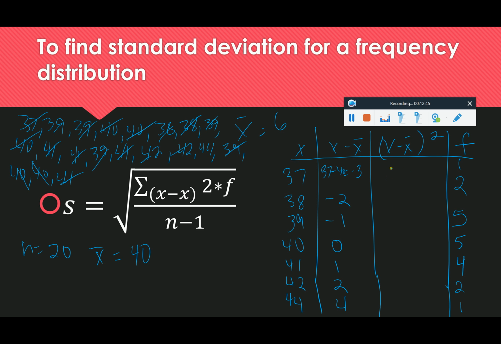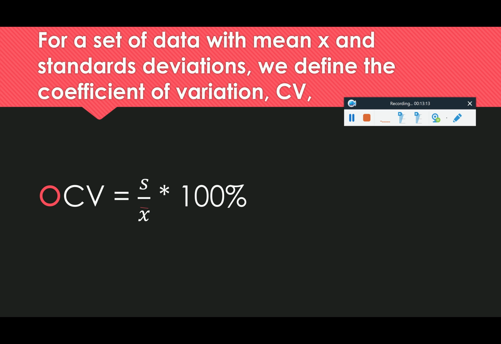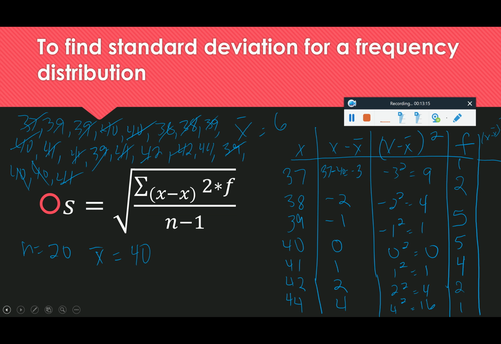Now here we're going to square them. So negative 3 squared is 9. Negative 2 squared is 4. Negative 1 squared is 1. 0 squared is 0. 1 squared is 1. 2 squared is 4. 4 squared is 16. Okay, so with this one, now we're going to take that and multiply it by your f. So it's going to be x minus x bar squared times your f. Again, this is on page 337.